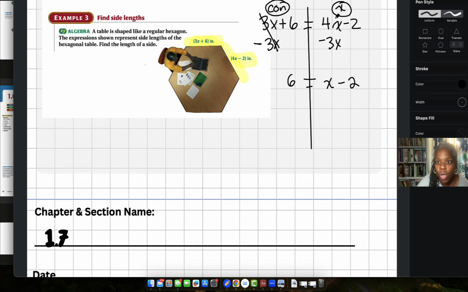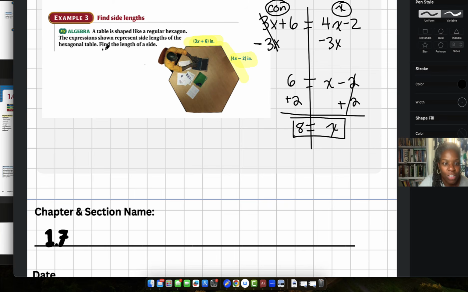I'm almost done. On this side, I only want x terms. That means that 2 has to go. Again, when I move things, the sign must change to the opposite. This is a minus 2. That's going to be canceled out by a positive 2. I'm left with x equal to 8. So far, so good, right? I've got that x is equal to 8.